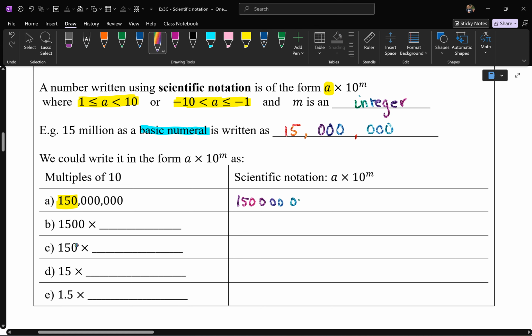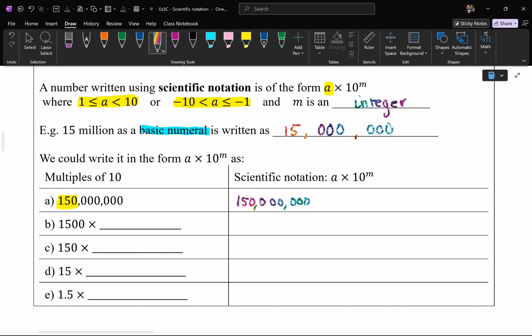So 150 million, I'm just going to put the commas in so you can see. 150 million times, it should have been times there by the way, but times 10 to the power of what to make it 15 million? Joanne? Negative 1.